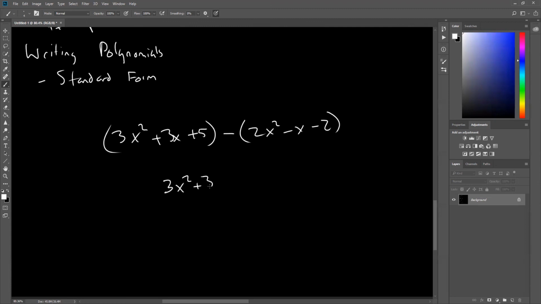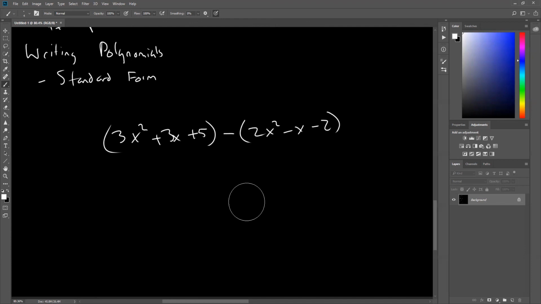If we were to not have these parentheses, or if we did it wrongly, it would turn to 3x squared plus 3x plus 5. And then if we didn't have these parentheses, it would just be minus 2x squared minus x minus 2. Now this isn't correct because we're not subtracting this entire whole like we were supposed to. We're only subtracting the 2x squared. Now we still do have minus signs here, but it's still the same thing. It doesn't work like that.